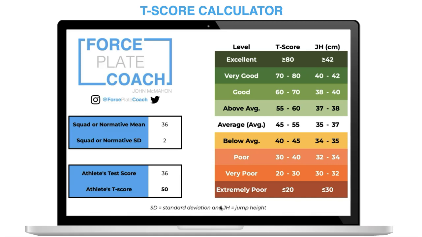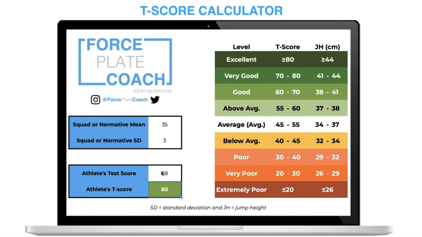So you can literally enter any data you want into the sheet. Now obviously don't make it up like I'm going to do now, but let's say for example if you've got a squad with a mean jump height of 35 centimetres and they've got a corresponding standard deviation of 3 centimetres, and then let's say you've got an athlete within that squad that jumps 38, so if I just enter that there, that's going to give them a corresponding t-score of 60.